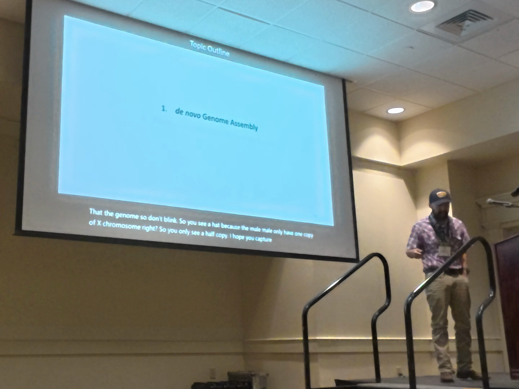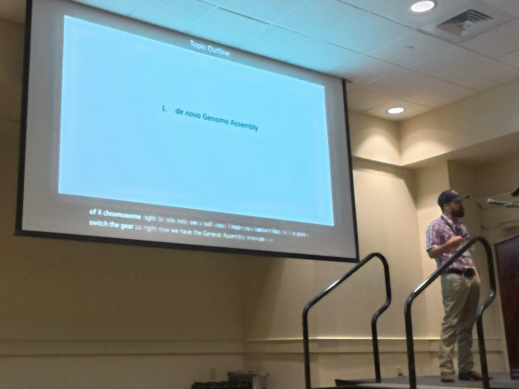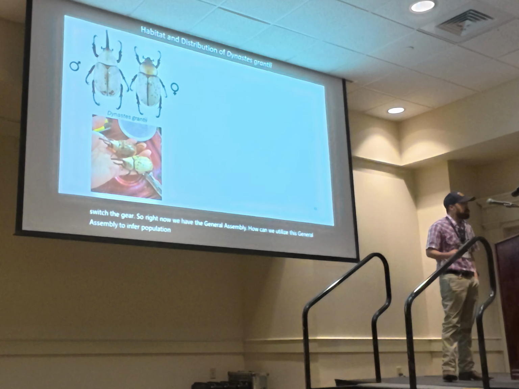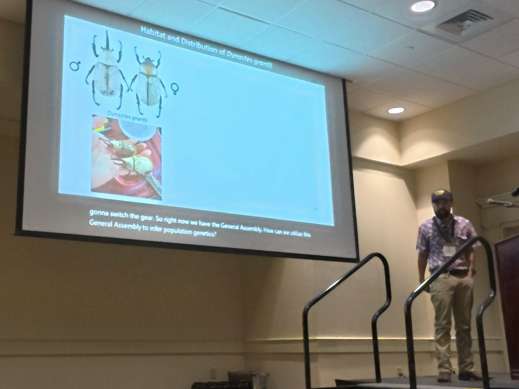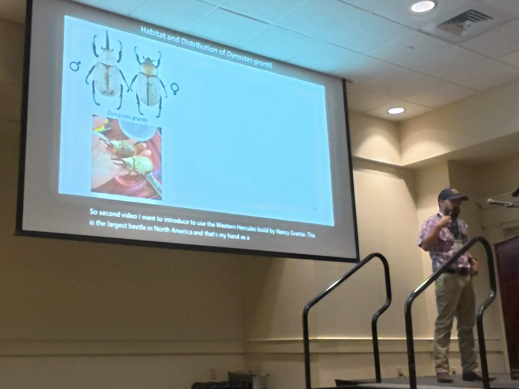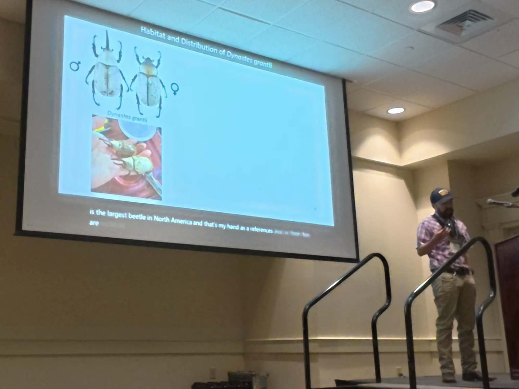So I'm going to switch gears. Right now we have the genome assembly. How can we utilize this genome assembly to infer population genetics? The second beetle I want to use is the Western Hercules beetle, Dynastes grantii. This is the largest beetle in North America, and that's my hand as a reference. They are endemic to New Mexico, Utah, and Arizona.